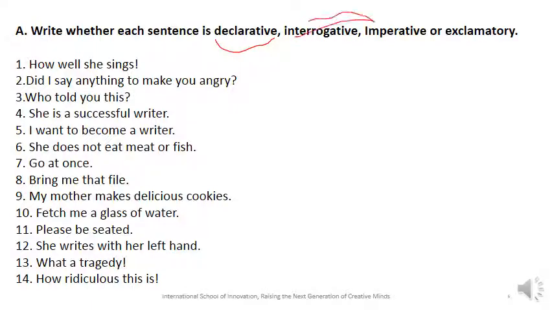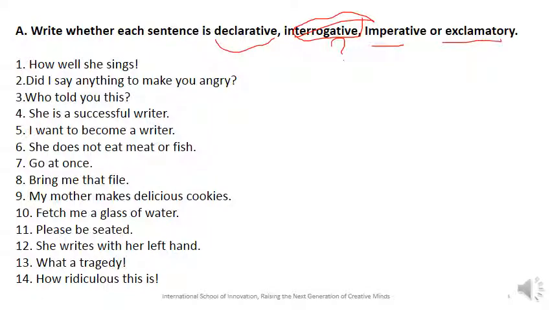An interrogative sentence is a sentence that asks a question, and it usually starts with a question word like when, where, who, what, do, does, is, and it ends with a question mark. An imperative sentence is a sentence that makes an order or makes a request. It asks someone to do something, and usually it starts with a verb and usually ends with a period.